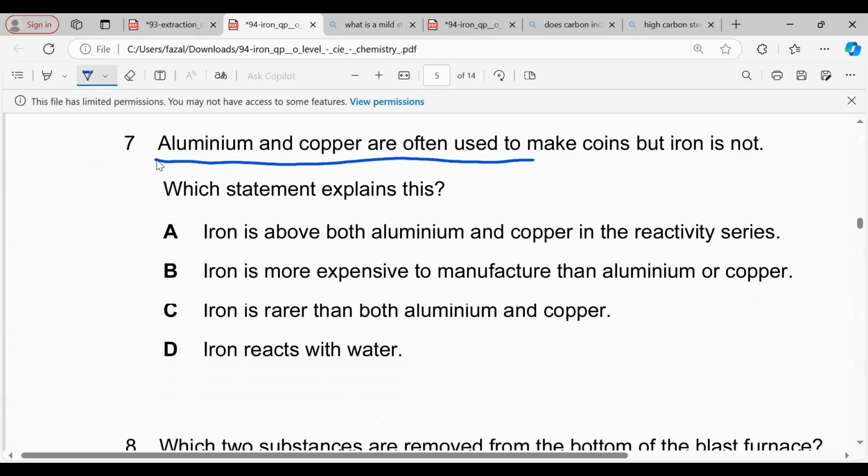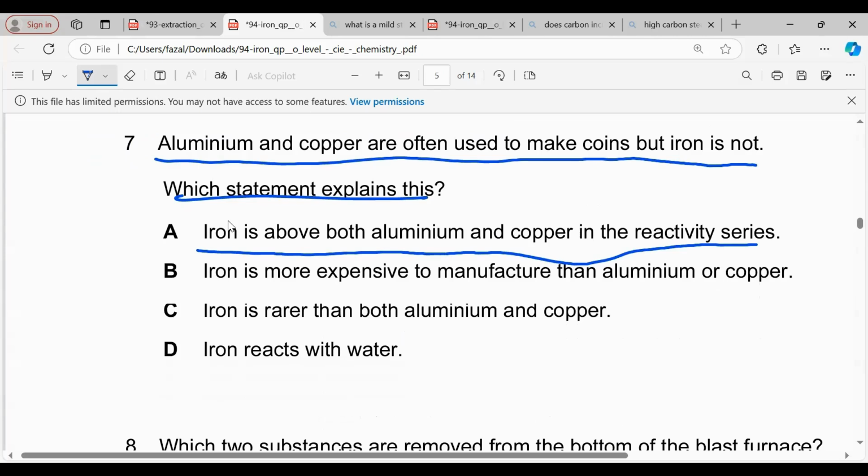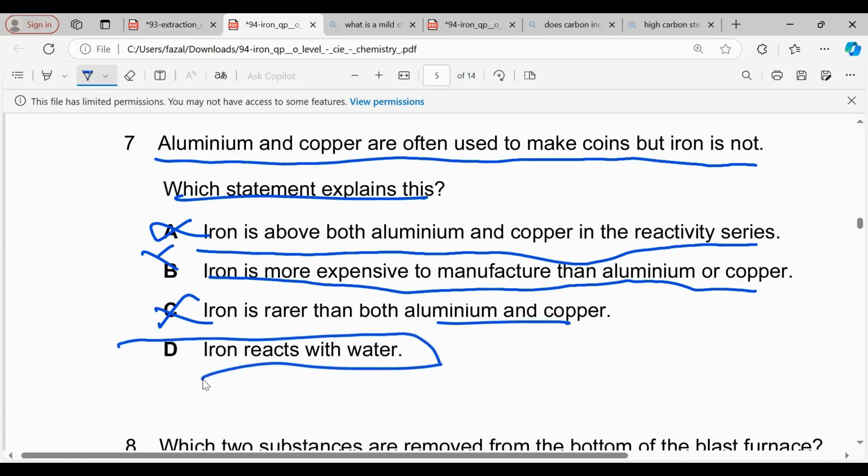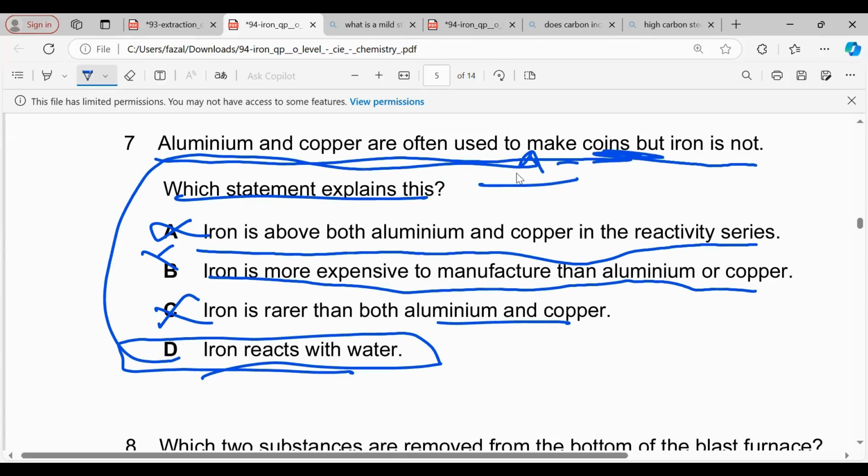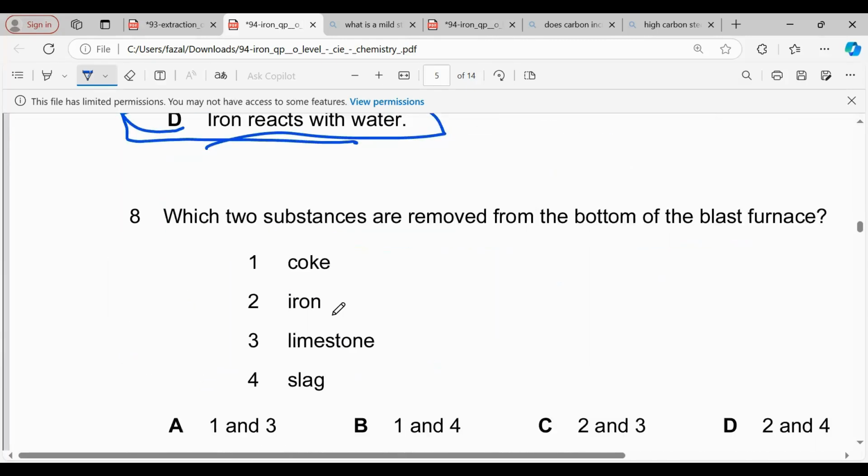Aluminium and copper are often used to make coins, but iron is not. Which statement explains it? Iron is above both aluminium and copper in the reactivity series. This is false. Iron is more expensive to manufacture than aluminium. No, this is also not right. Iron is rarer than both aluminium and copper. No, this is also not. Iron reacts with water. Yes, this is why iron is not used to make coins, because it can react with water easily.